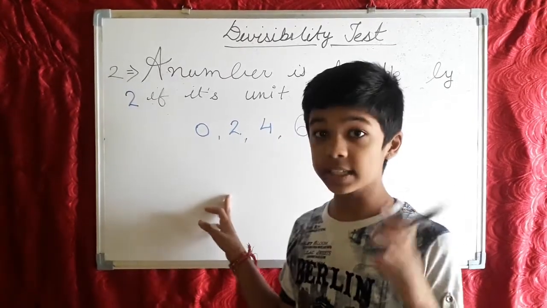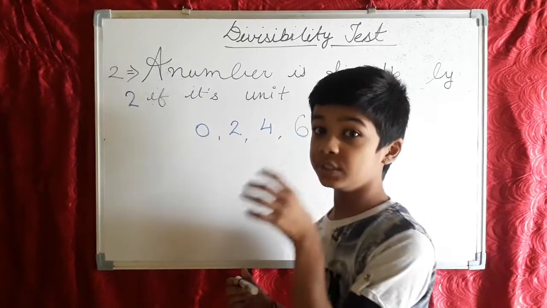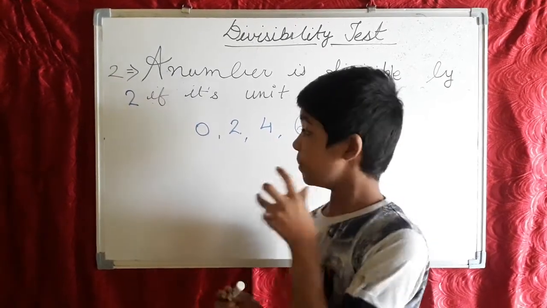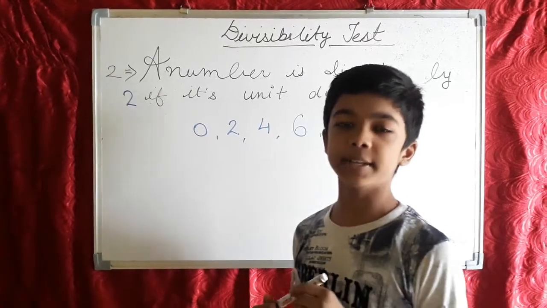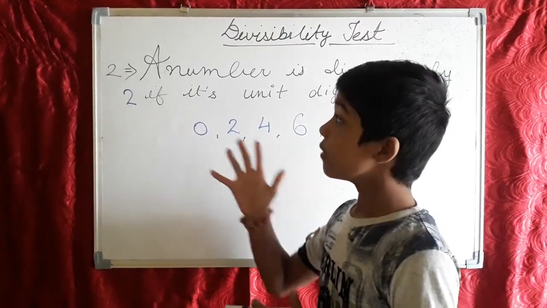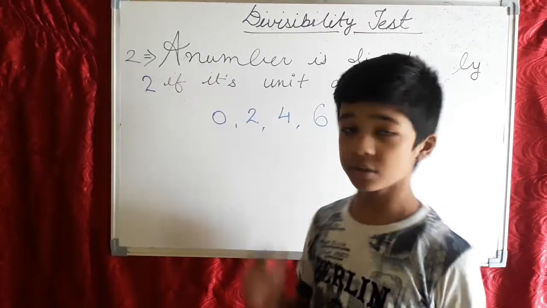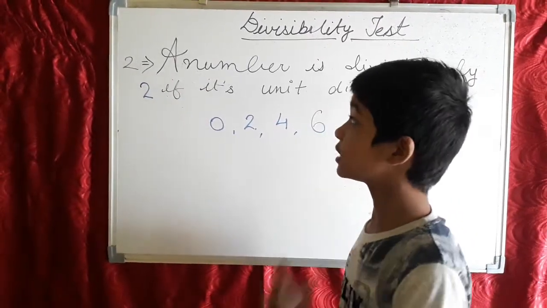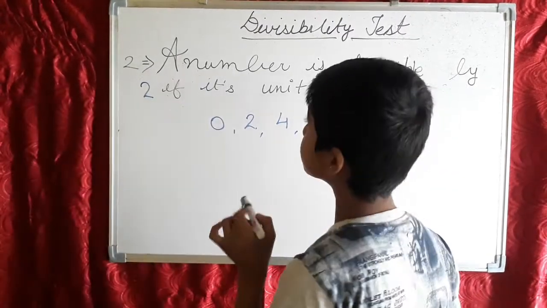So this trick is going to tell you how to find out the numbers in a very easy, shortcut way, and this method also takes less time. So now we will see our second divisibility test. So friends, we are going to see the second divisibility test. What is the second divisibility test?